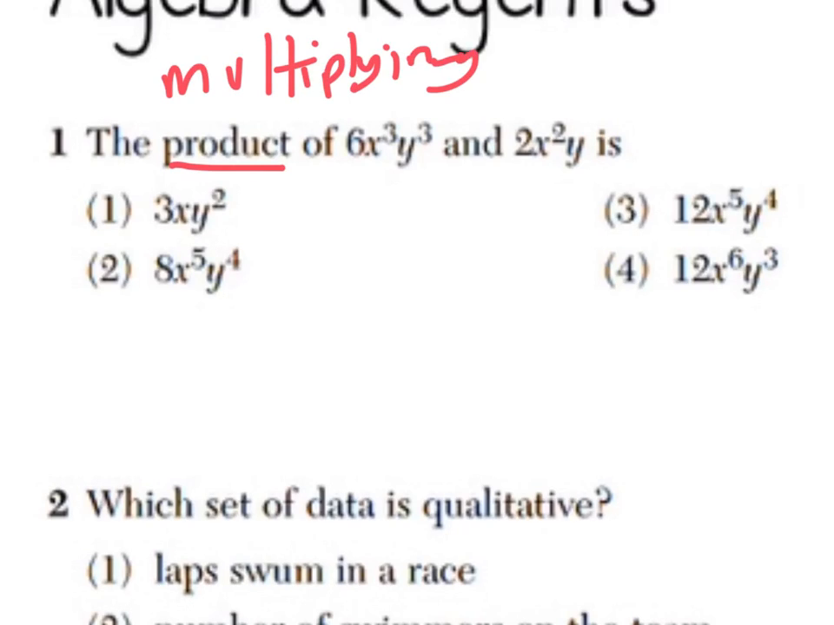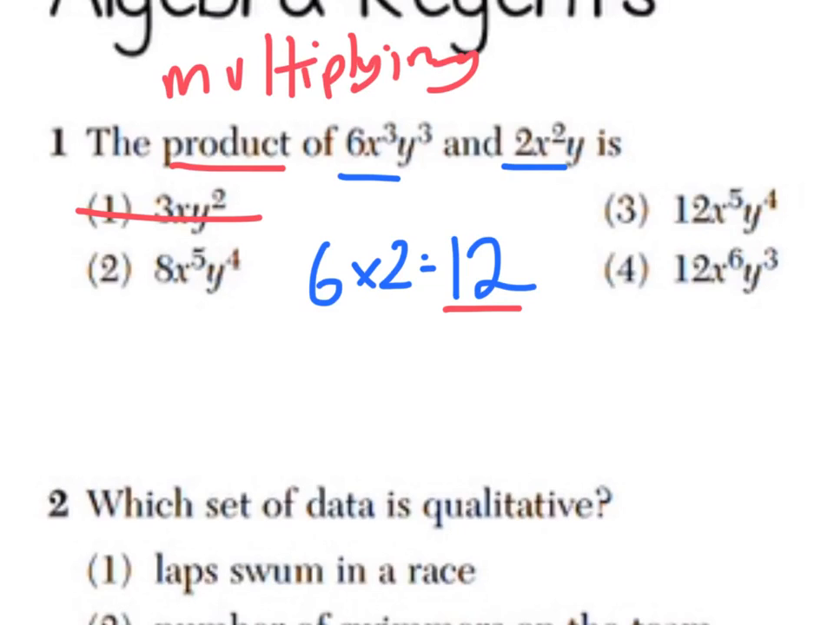And I know that when we're looking at these two terms, we're going to be multiplying the coefficients and adding the exponents, because that's the rule. So when I'm looking at it, I can see we've got a 6 and we've got a 2, and 6 times 2 equals 12. So I know that 12 is the coefficient. And because I know 12 is the coefficient right off the bat, I can eliminate number 1 and number 2, because this is 3 and this is 8, and those are no good. So we're left with options 3 and 4.